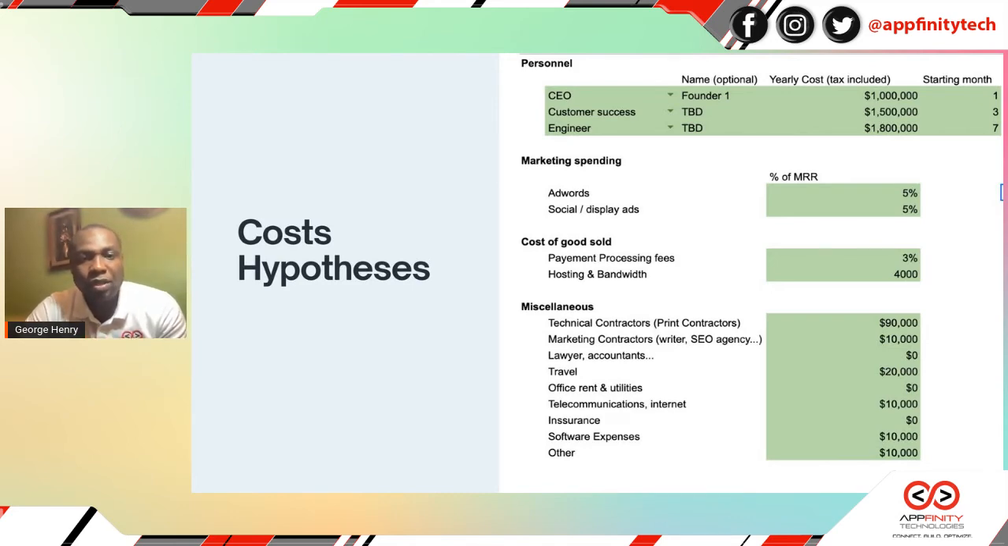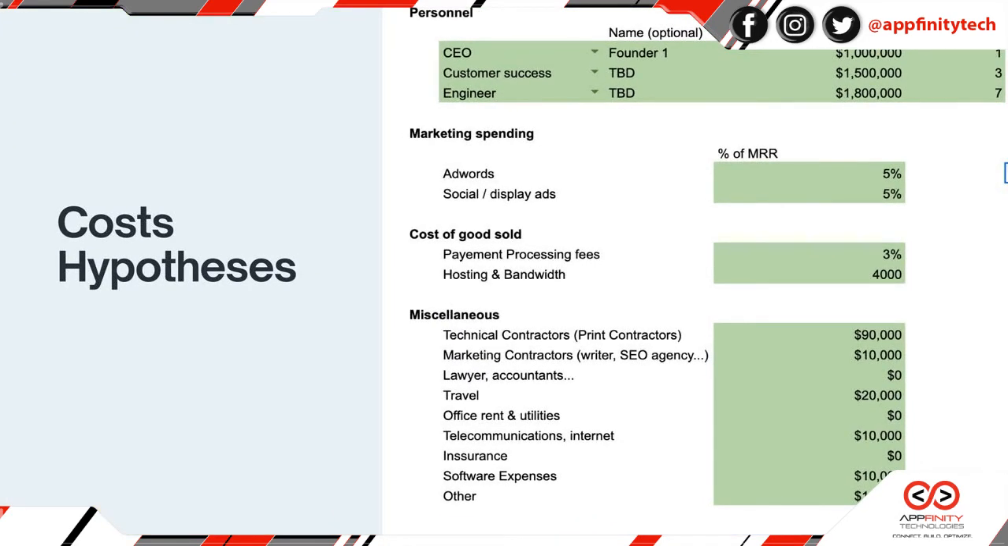The next thing, the cost of goods sold. So for the cost of goods sold, we're looking at the payment processing fee, because we know that it's going to be 100% online, so there's going to be a 3% for that. And hosting and bandwidth, we're looking at, for the first year at least, a minimum of 4,000 per month to actually host the application. This may actually increase, however, and based on my calculation, with the current load, we're looking at about $4,000 per month.